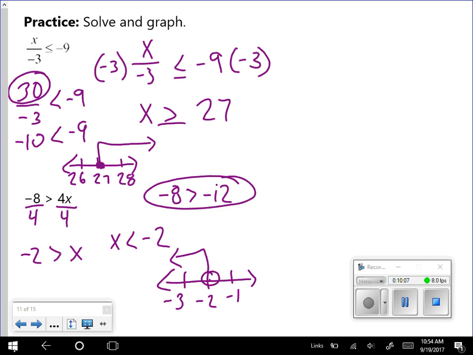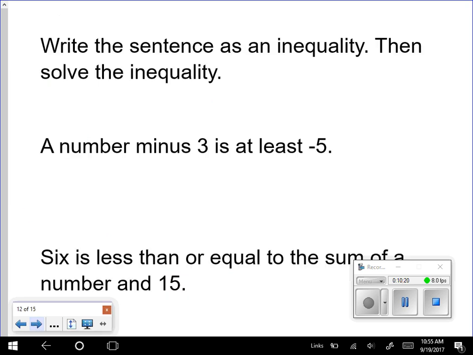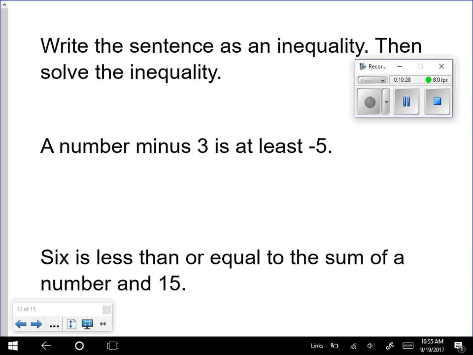Okay. Awesome. So we've hit on all of our core concepts. Nothing's really new except for when we have those negative numbers that we're either multiplying or dividing by. We do have to write sentences as inequalities and solve. So I did want to review that. We did it a little bit yesterday. So I put a couple of those in here.